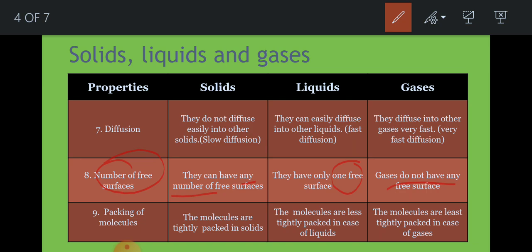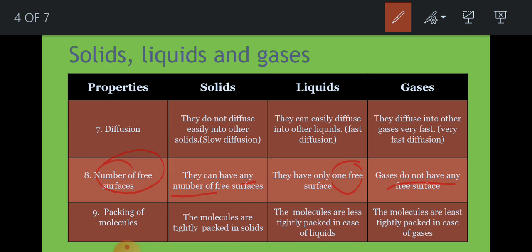Now let me give you a very common example: a big brick is composed of mud, and mud is made up of what? Dirt and a small amount of water. So when a mason makes bricks with the help of this mud and water, we can utilize these bricks in constructing big buildings, isn't it? So this small brick will convert into a big building with infinite number of surfaces. That's why we can say that solids can have any number of free surfaces.